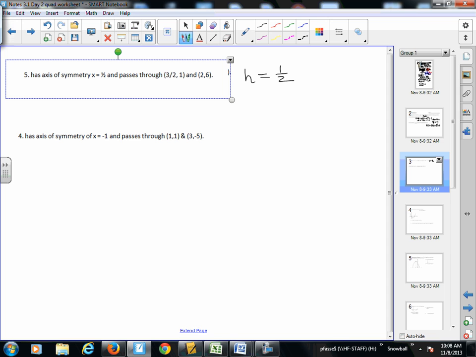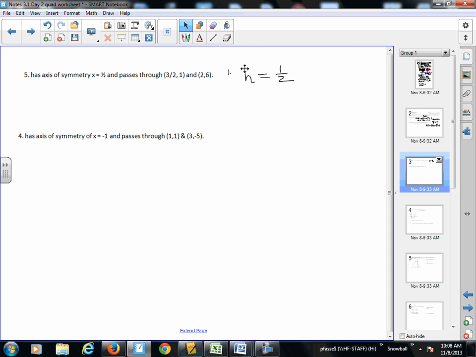First, they gave us h equals 1/2, because the axis of symmetry in general is x equals h. Then they give us 2 points that it goes through. Do they tell us if either of those points is the vertex? Neither of those points is the vertex. Those are both x comma y. Does everyone agree with that?